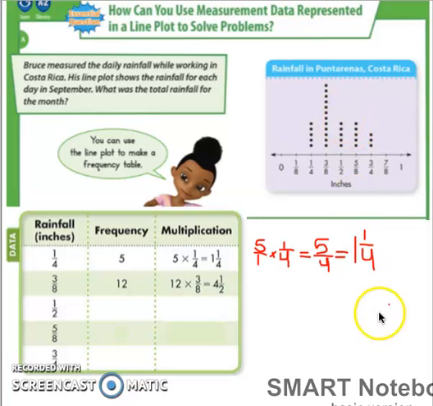Then we do the same thing for these. So try to write this out. Looking at the graph, how many times does 1/2 appear? 5 times. Okay, so you're going to multiply 1/2 times 5, which is going to give you 2.5. Okay, then you do it for 5/8. It is also there 5 times. Okay, and then we do this: 5 times 5/8 equals 3 1/8.